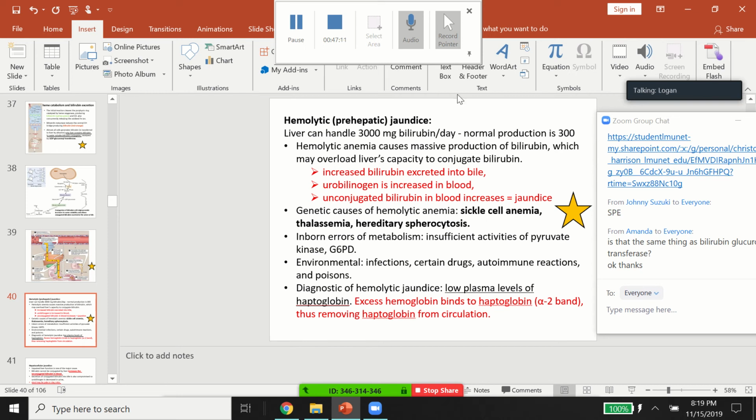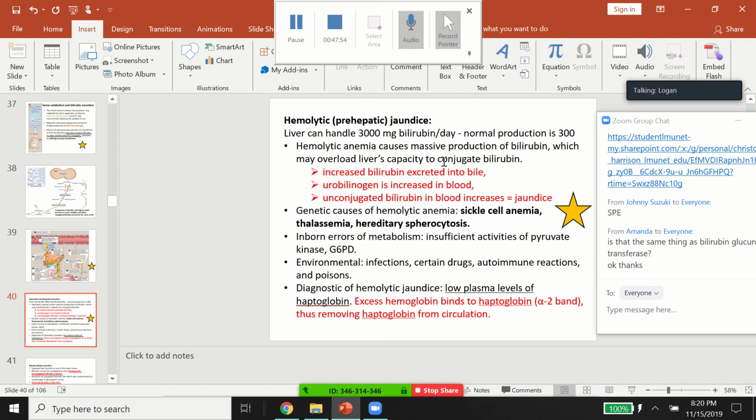First point, that the liver can handle however much, is more of an FYI statement. Anytime it says anything that sounds like that, it's pretty much FYI. Hemolytic anemia causes massive production of bilirubin, right? That makes sense, because your RBCs have the biggest concentration of heme. That's where a whole lot of heme is going to be coming from. And if you have anemia, which basically means you're breaking apart a whole lot of RBCs, they're either non-functional and therefore broken down, or something else is causing them to be broken down at a faster rate.